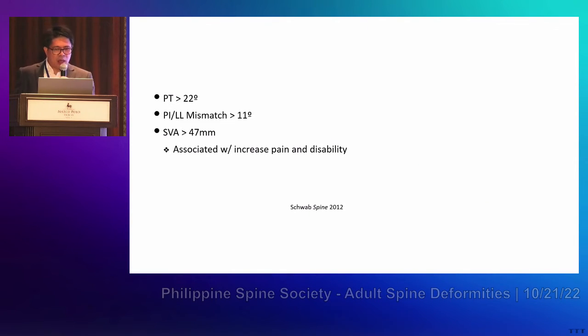In a study by Schwab et al., he found that pelvic tilt of more than 22 degrees, pelvic incidence lumbar lordosis mismatch of more than 11 degrees, and SVA of greater than 47 millimeters translated to poor health-related quality of life.